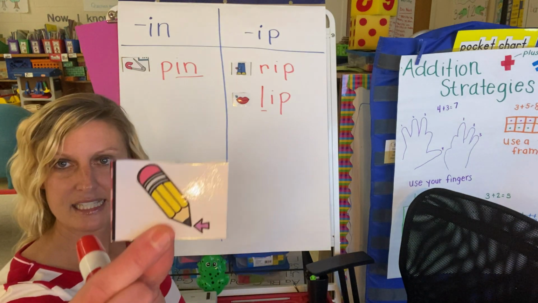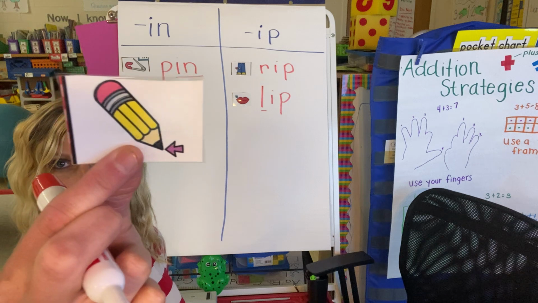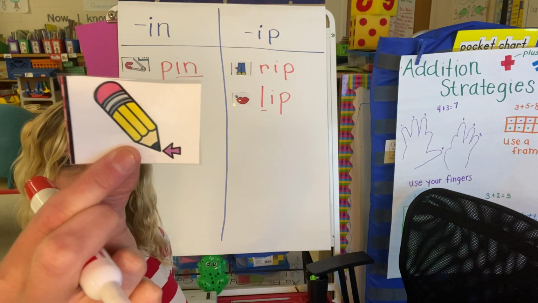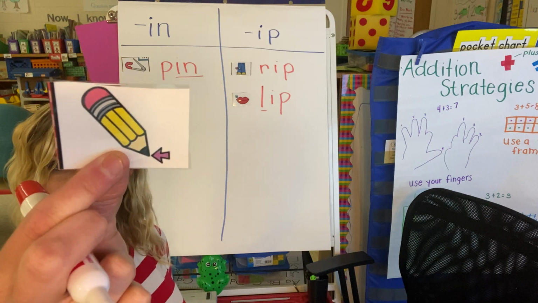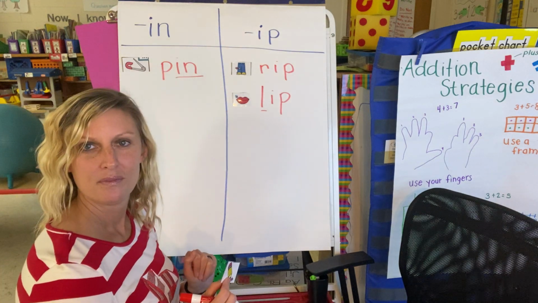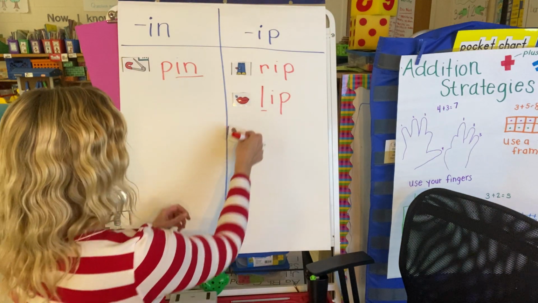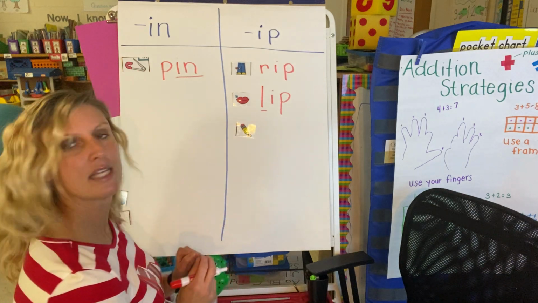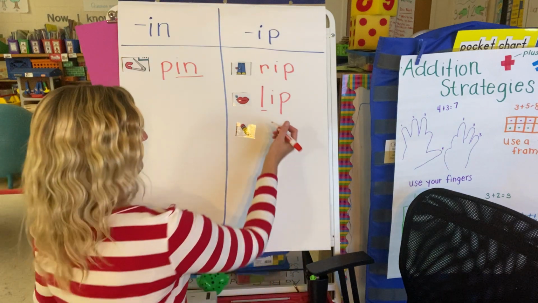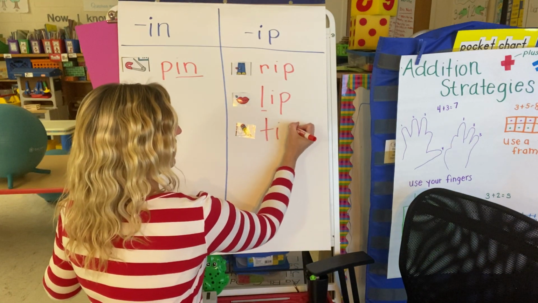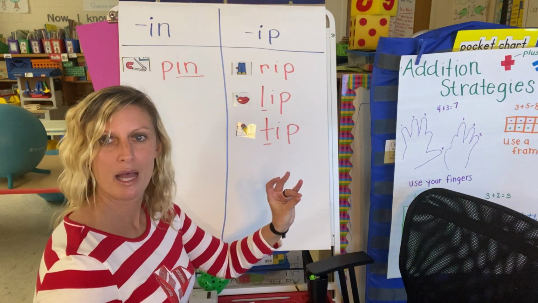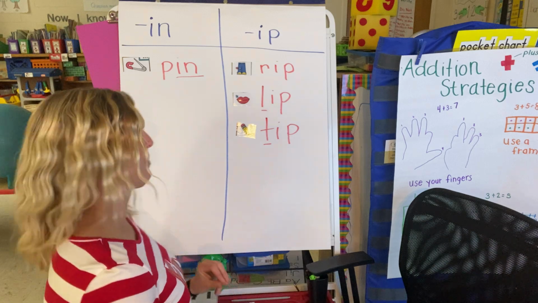This one is tip. The tip of the pencil was sharp. Tip. Does tip end with N or IP? Very good. Tip ends with IP. What's the first sound you hear in tip? Very good. It's a T. T. IP. Let's tap it. Ready? IP. Tip. Very good.